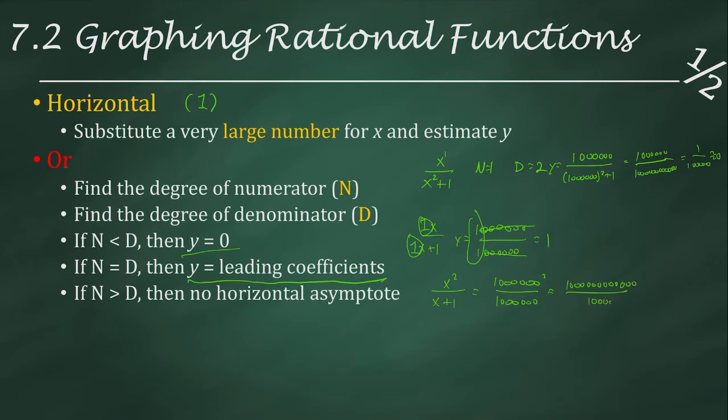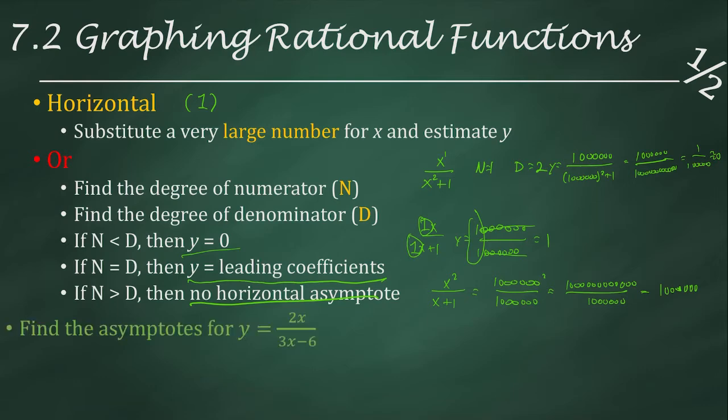I'm dividing it by 1,000,000. That gives me 1,000,000. And if I used a bigger number, it'd be even bigger. So that's why there's no horizontal asymptote when the degree on the top is larger. So let's try this example.